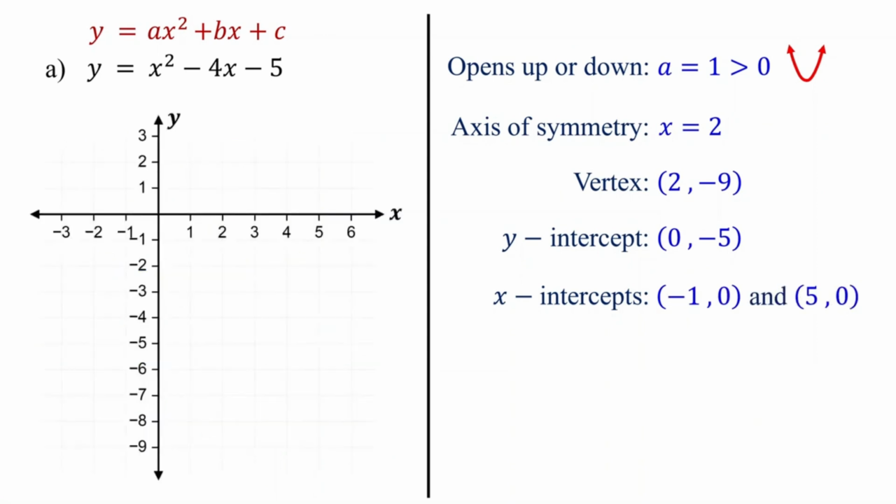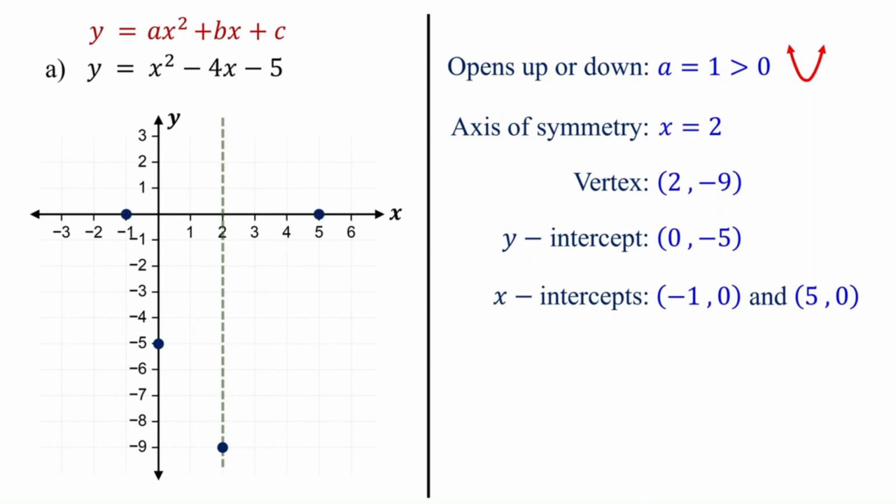To plot them on the graph: the axis of symmetry is the vertical line x equals 2. The vertex is the point 2, negative 9. The y-intercept is the point 0, negative 5. The x-intercepts are the points negative 1, 0 and 5, 0.